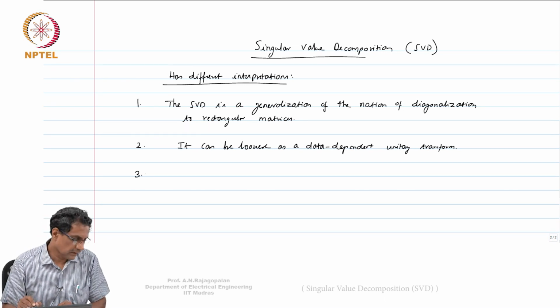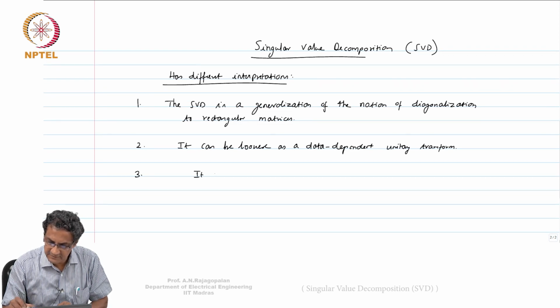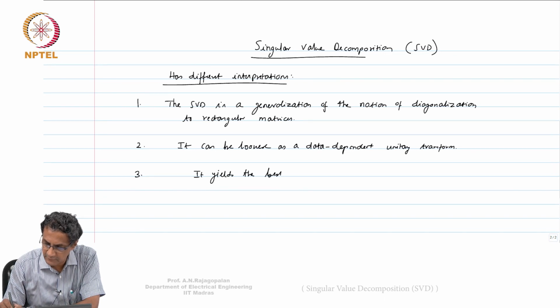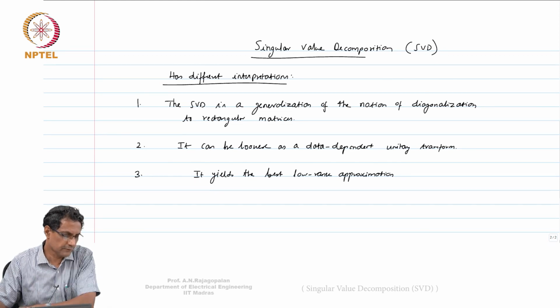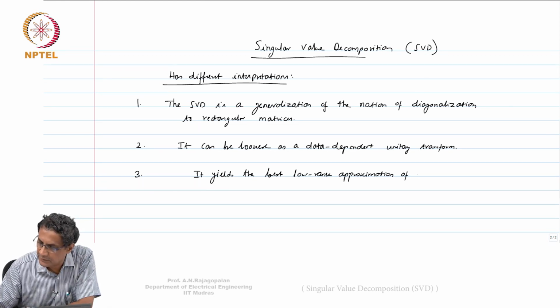Three, another way to look at it is, it yields the best low rank approximation of a matrix in the Frobenius norm sense.